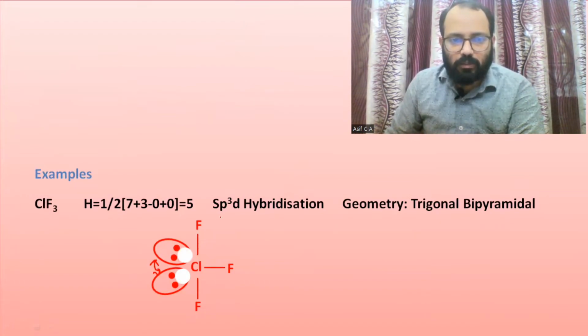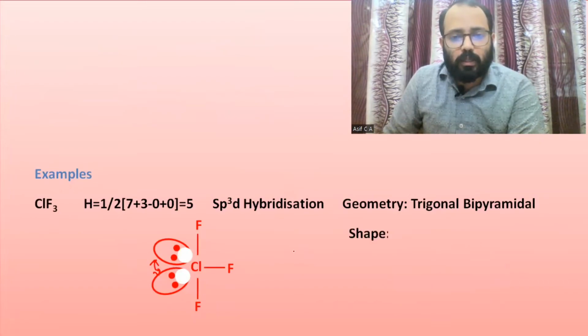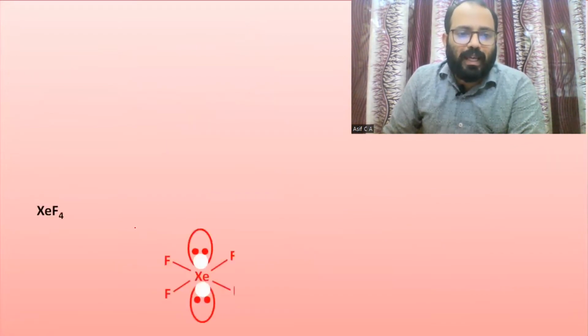The hybridization is sp3. So the geometry is trigonal bipyramidal, but because there are two lone pairs on the central atom, we will have the T shape. Okay, good. Now we'll go with another one. This is the last neutral molecule we are going to discuss, XeF4.